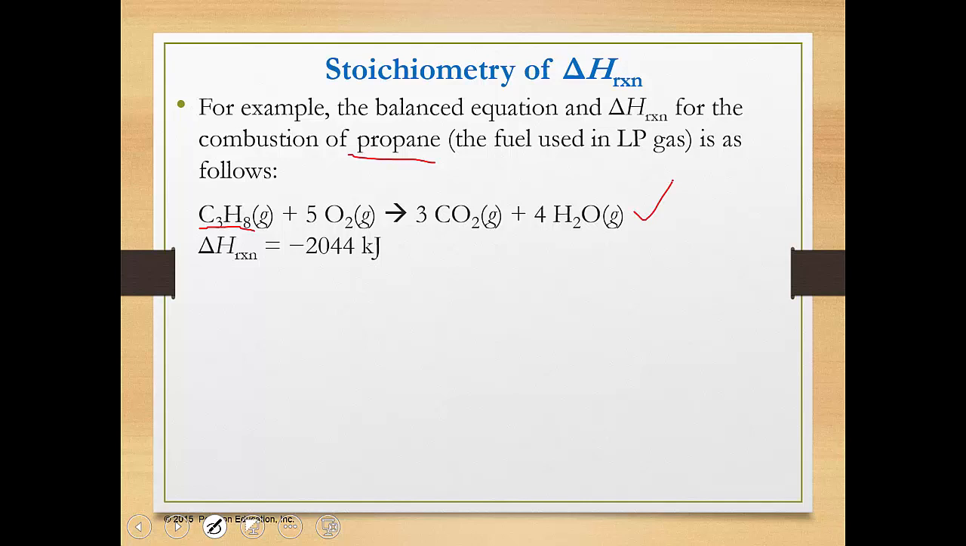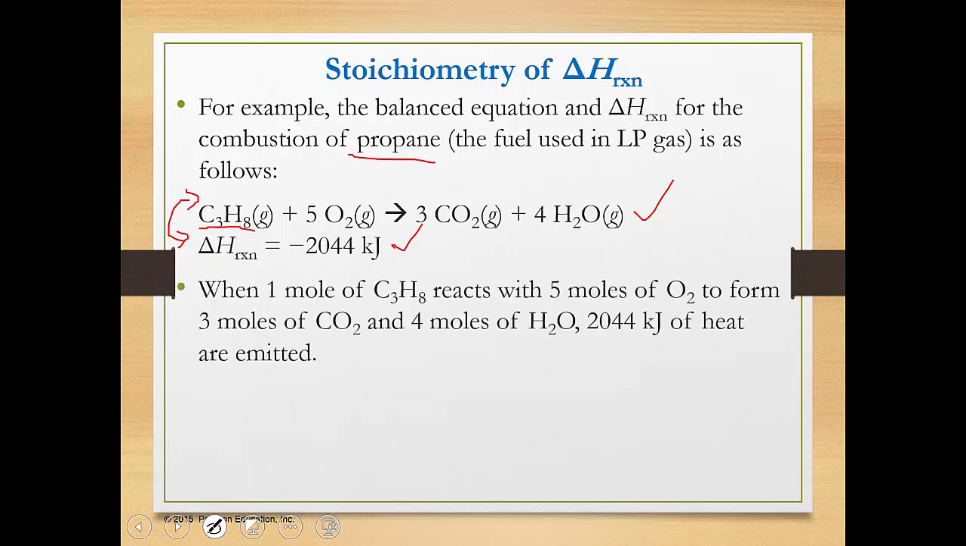Doesn't hurt to make sure you've got a balanced equation before you start. Okay, so that's good. And then the other thing they've given us is the enthalpy of the reaction. And we can see that it is negative, which is what we expect for combustion. We expect it to give off heat. Negative 2,044 kilojoules when I react 1 mole of propane with 5 moles of oxygen. Okay, these two are tied together. I can't separate those. All right, so stating in words what we just looked at: 1 mole of propane reacts with 5 moles of oxygen, forms 3 moles of carbon dioxide and 4 moles of water. 2,044 kilojoules of heat are emitted. Okay, that's what the negative is telling us. They're being given off.